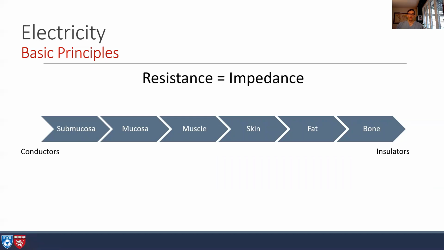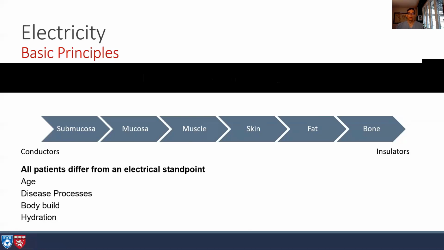So what about resistance? That is another important element to this, or tissue impedance. Well, there's a spectrum from tissue that's considered to be a good conductor, such as a submucosal space filled with some fluid. That's a good conducting tissue. Mucosa is fairly good. Muscle, okay. Then when we get into skin, it's a little less good of a conductor. Fat, now we're getting more into kind of insulators, if you will, and bone, of course, does not conduct well at all. There are other factors to consider here as well with impedance, and that is age, disease process, body build, how much muscle they have, and hydration status.